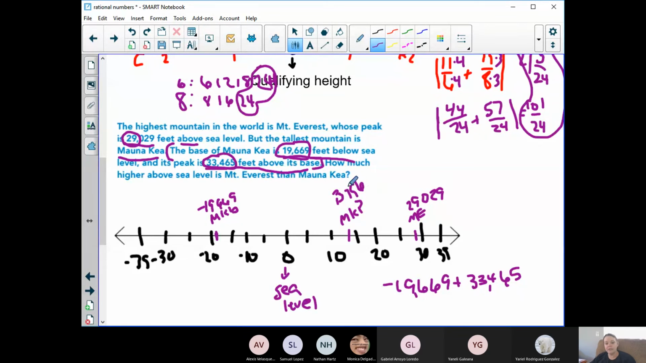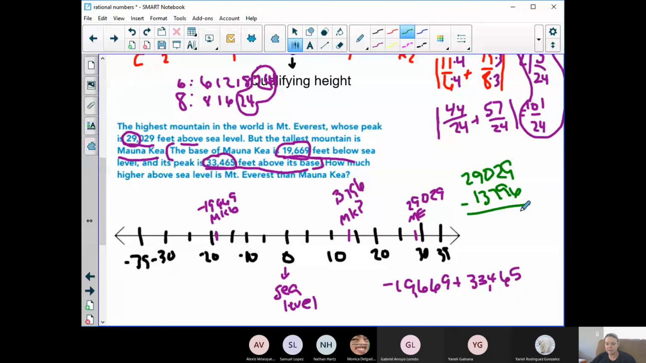All right, so now we can use this number and this number here to answer the question. How much higher above sea level is Mount Everest than Mauna Kea? So what am I going to do with 13,796 and 29,029? We're going to subtract. So 29,029 minus 13,796 will give me my answer.